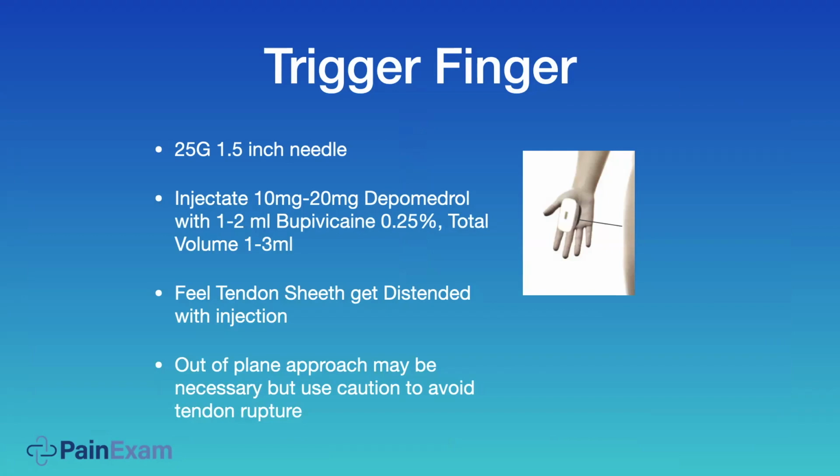I use a 25 gauge 1.5 inch needle for this. Low volume, low dose steroid and local anesthetic, 10 to 20 milligrams Depo-Medrol, 1 to 2 mLs of bupivacaine. Total injected would be 1 to 2 mL volume.